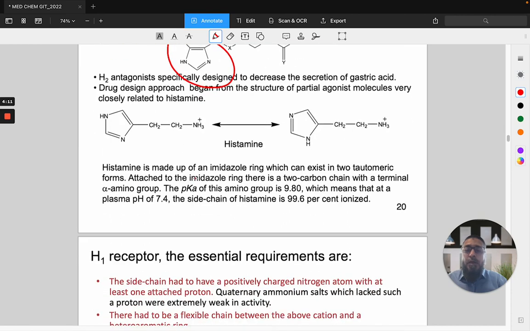So histamine is made up of the imidazole ring. This is called the imidazole ring, which consists of two tautomeric forms, one tautomeric form and the second tautomeric form, right? The pKa of this amino group is 9.8, which means that at a plasma pH of 7.4, the side chain of histamine is 99% ionized, as it has a pKa value of 9.80.